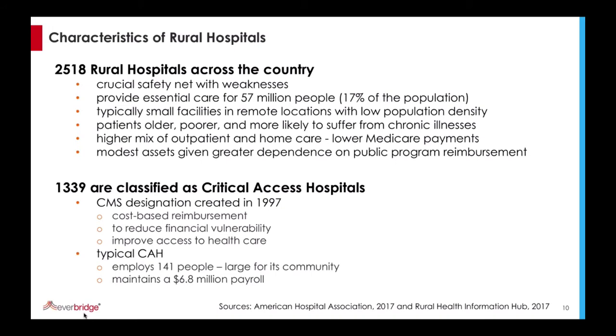The acuity of their patients is usually greater. Patients are older. They have fewer economic means than those in urban or community hospitals, and they're more likely to suffer from chronic illnesses, often situations that have not been treated well in the past or not been treated at all. Rural hospitals have a higher mix of outpatient and home care services, which, while necessary, often are accompanied by lower Medicare payments, Medicare being the primary payer for a rural hospital. And in general, the hospital has modest assets with a greater dependence on public program reimbursement.